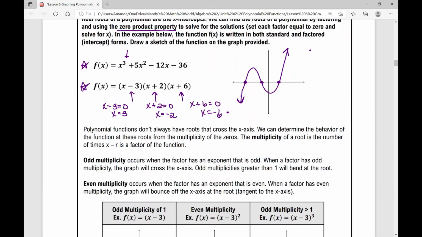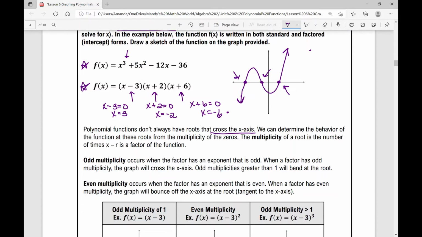Looking here, polynomial functions don't always have roots that cross the x-axis. So it doesn't always do this right here, what you see at every single root, where it just crosses. Okay, that makes it really nice and simple. We can determine the behavior of the function at these roots from the multiplicity of the zeros. So here's something new.